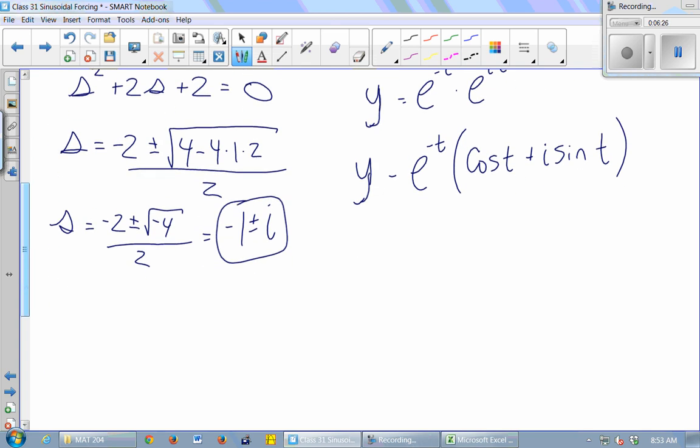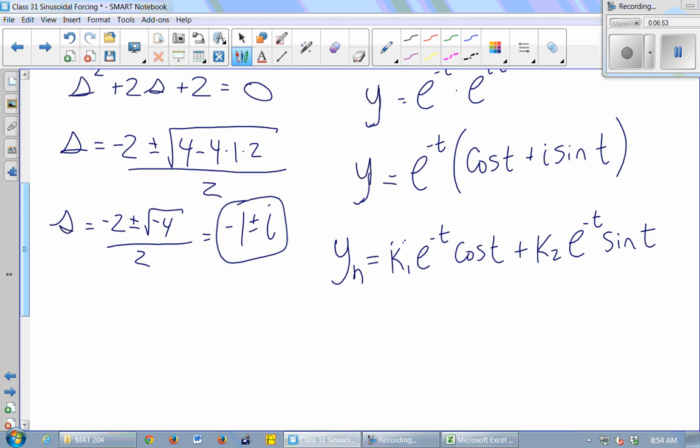And then to get the general solution to the homogeneous equation, you take the real part with a constant and add the imaginary part with a constant, and you drop the i's. So I'm going to have k1 e to the -t cosine t, that's my real part, plus k2 times the imaginary part, e to the -t sine t. Just a linear combination of the real part and the imaginary part. Okay, so there's my solution to the homogeneous equation.